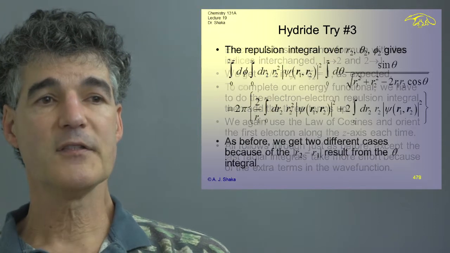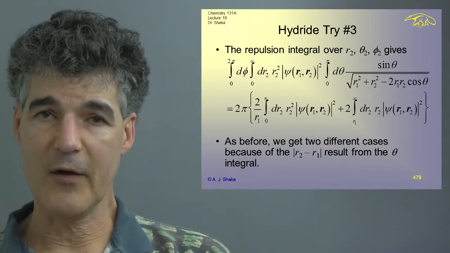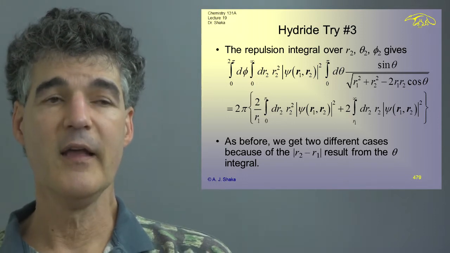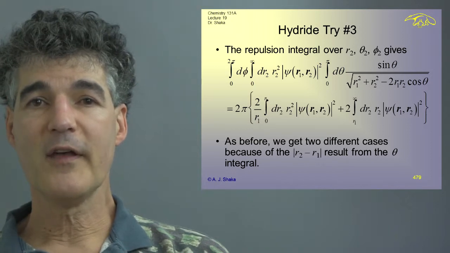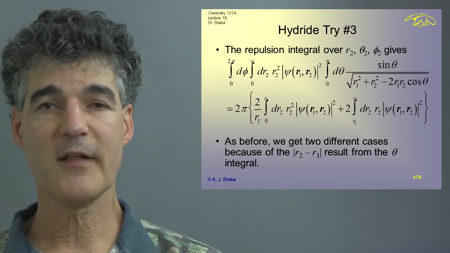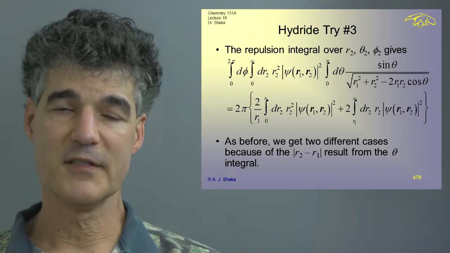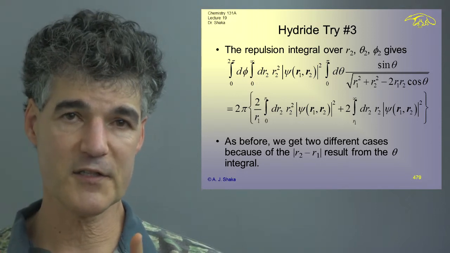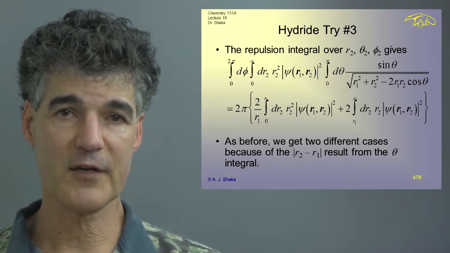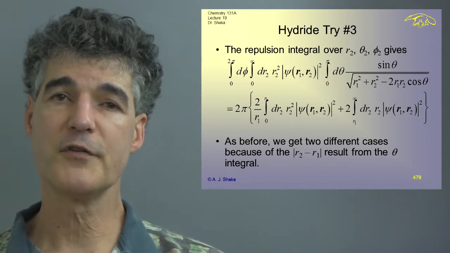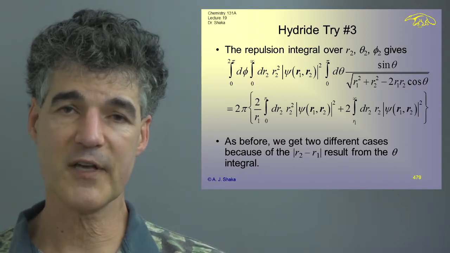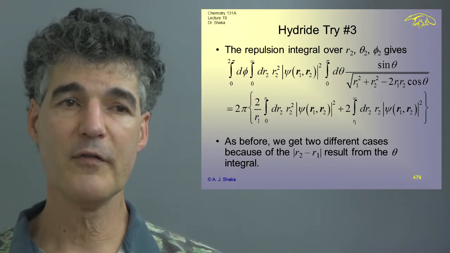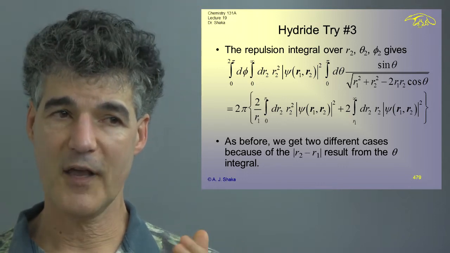Here's the repulsion integral written out over R2, theta 2, and phi 2 here. And recall that the theta part is the only part that has a dependence that's different from before, and that came from the law of cosines. That's just figuring out the distance between the two electrons as we integrate theta. And I'm not going to go through changing variables for cos theta equals x here, but that's exactly what we do. If you want, you can go back and review that, and we get exactly the same thing.